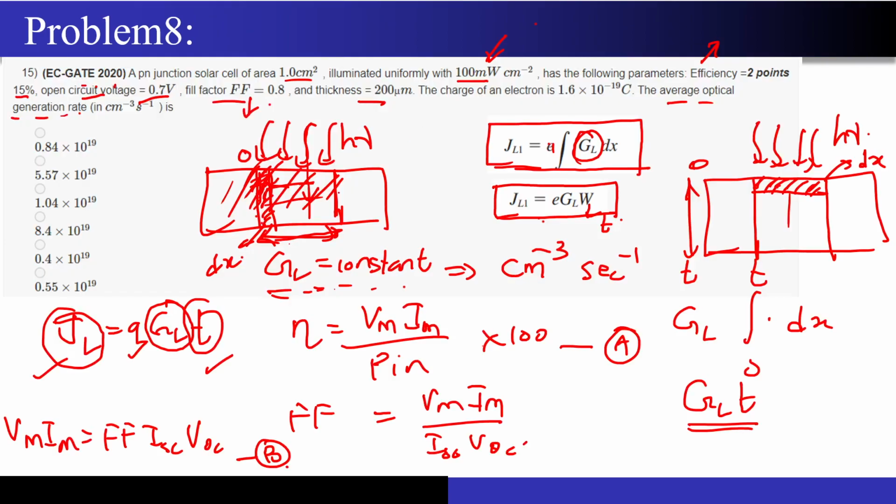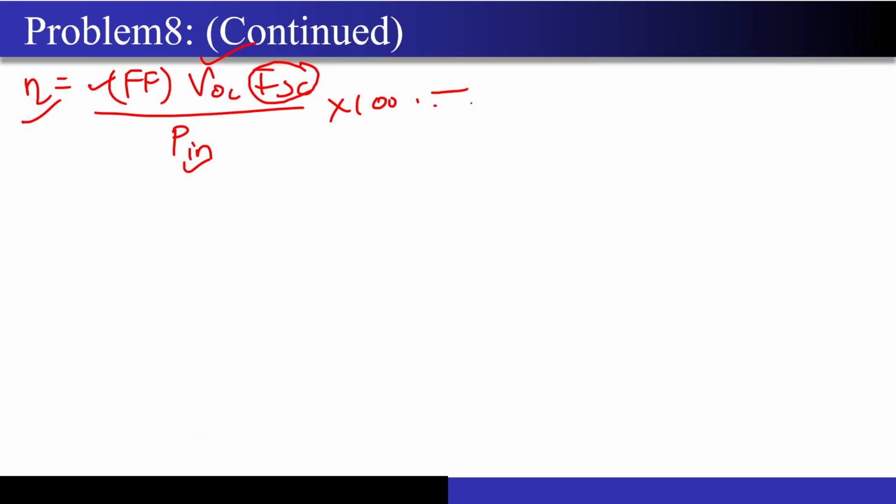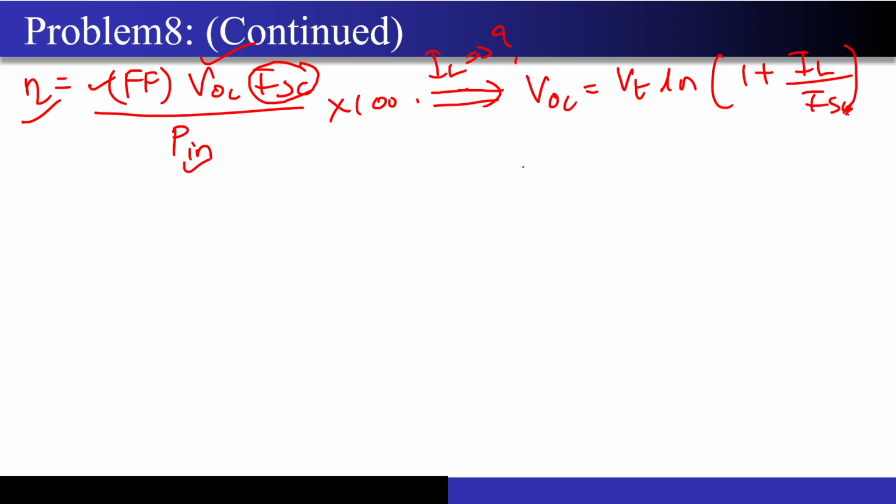Now, I don't want ISC, I want the value of JL, so I want to get the value of IL. How to get this value? Is there any relation between IL and ISC through any particular formula? Yes, there is. The open circuit voltage is Vt into ln of 1 plus IL by IS, correct?